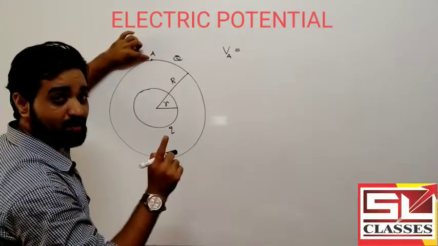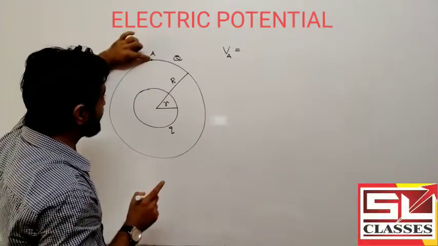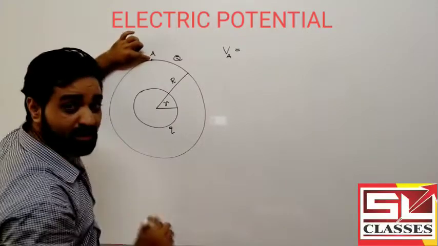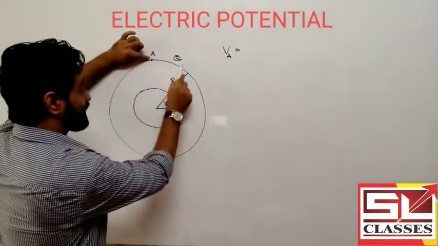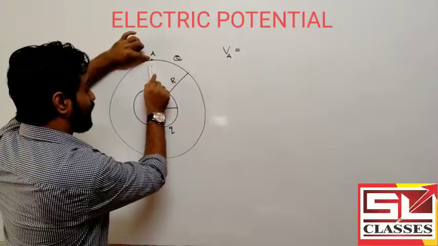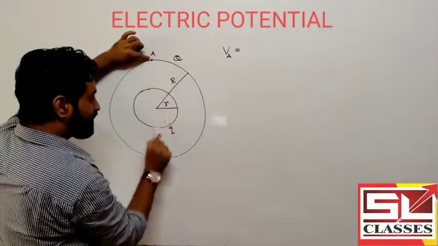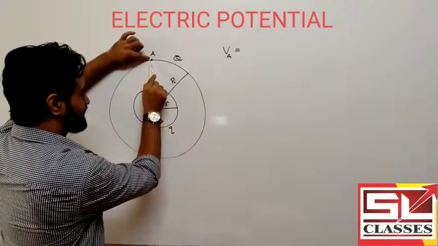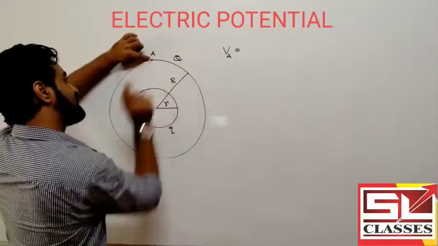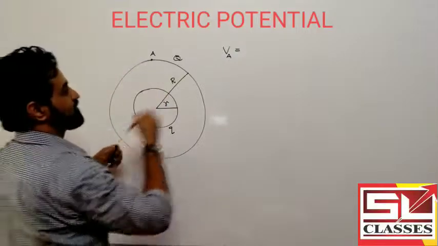Listen very carefully. We have to find the potential here, and we have two charges. One is capital Q. When we take capital Q, the point is on the surface of the big sphere, and when we take the small q with this distance, this point is outside the sphere. So what is the total potential here?